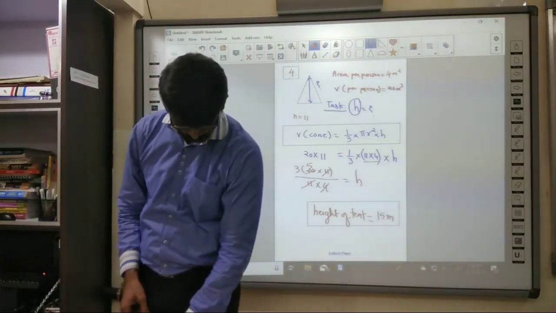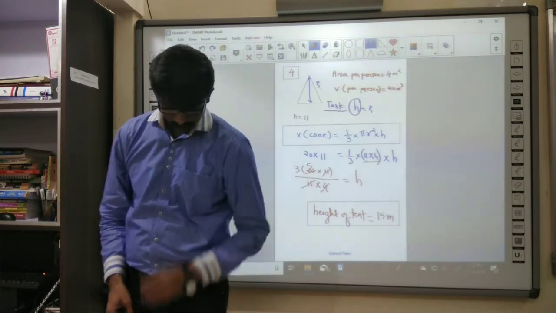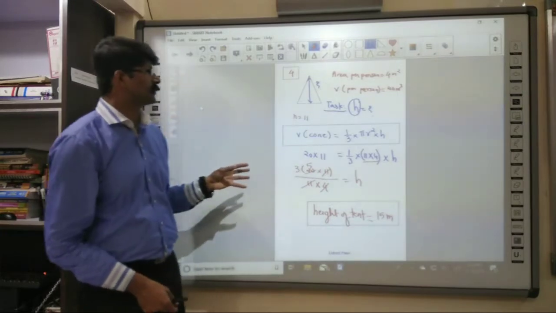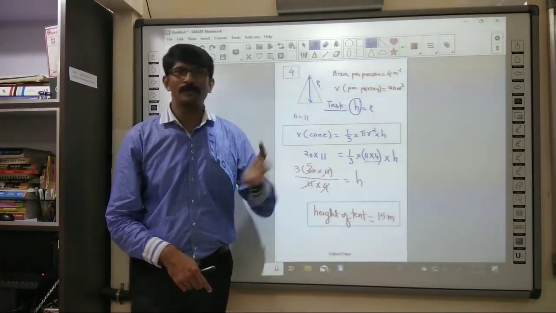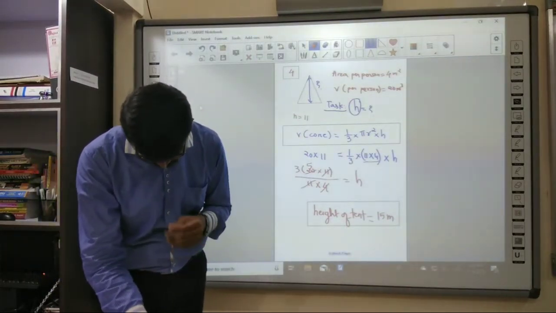Let's go ahead with the next sum. The fifth sum is again on the same basis, so I'm skipping it. The base area is given and the height is given. So I'm skipping sum number 5 also. Let's move to question number 6.